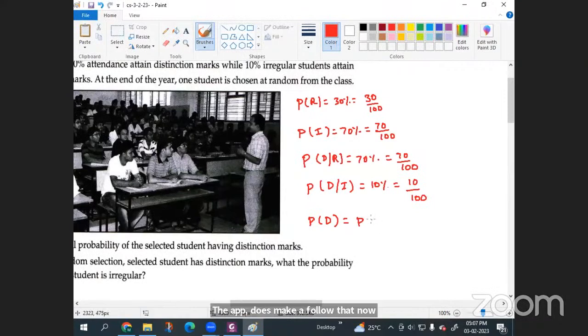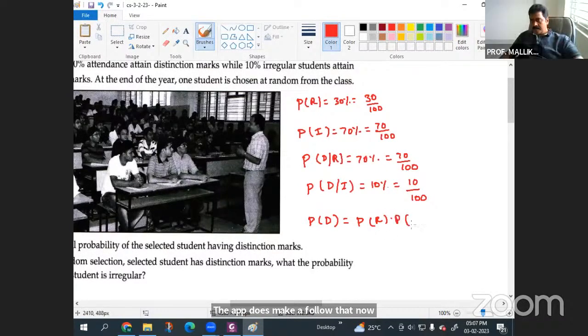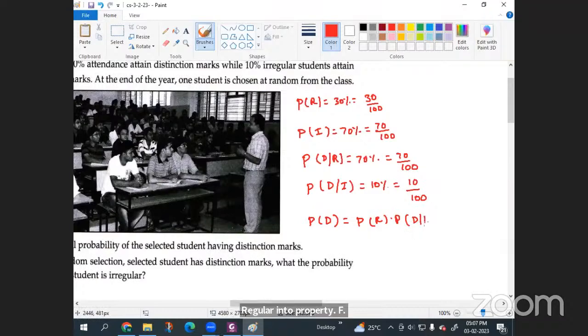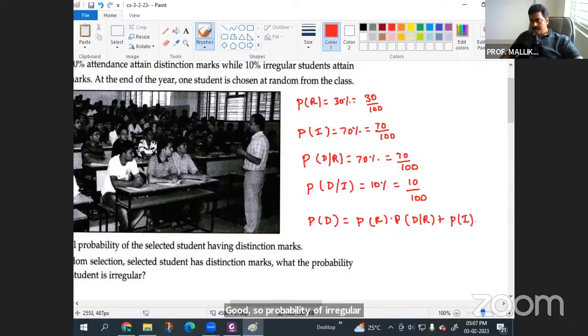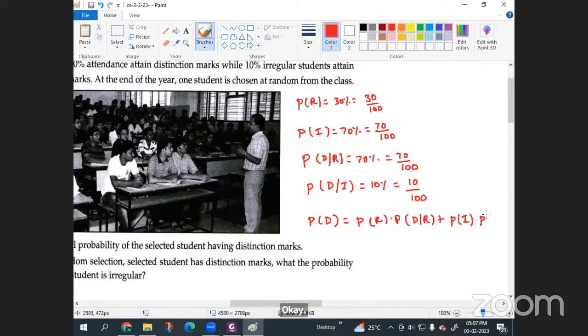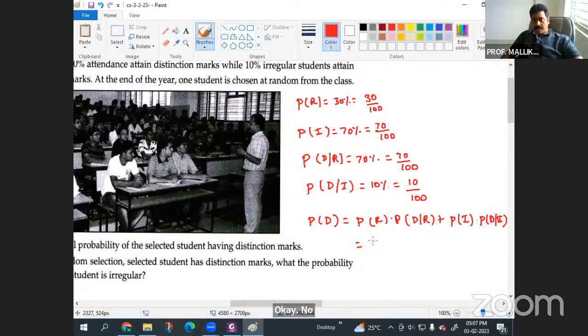Probability of regular into probability of distinction given regular, plus probability of irregular into probability of distinction given irregular. Very good. Now your answer is 30 by 100 into 70 by 100, plus 70 by 100 into distinction given irregular people, 10 by 100.